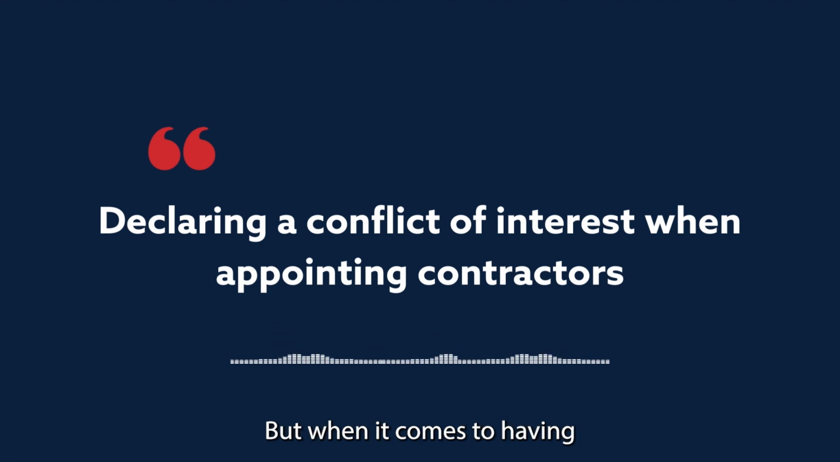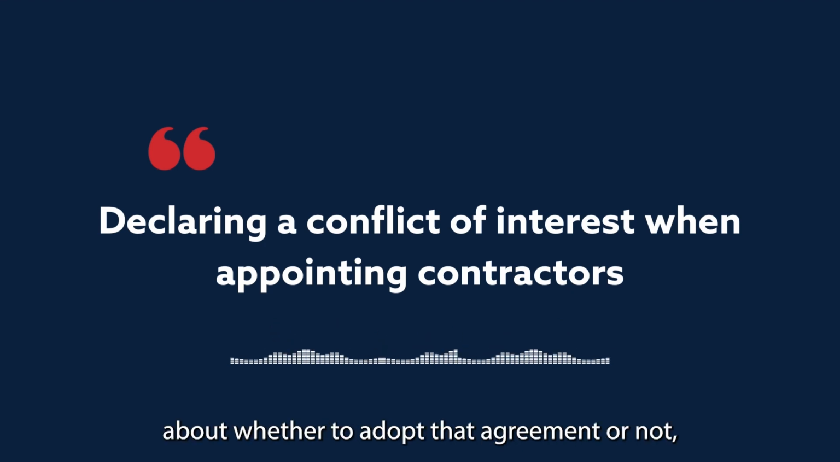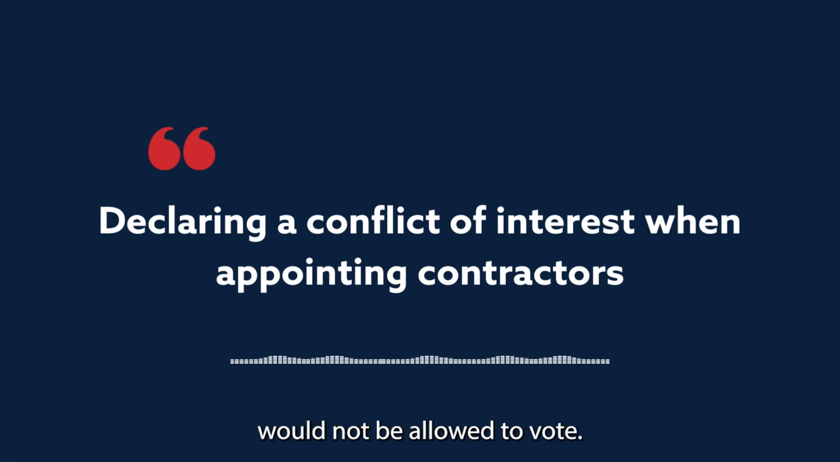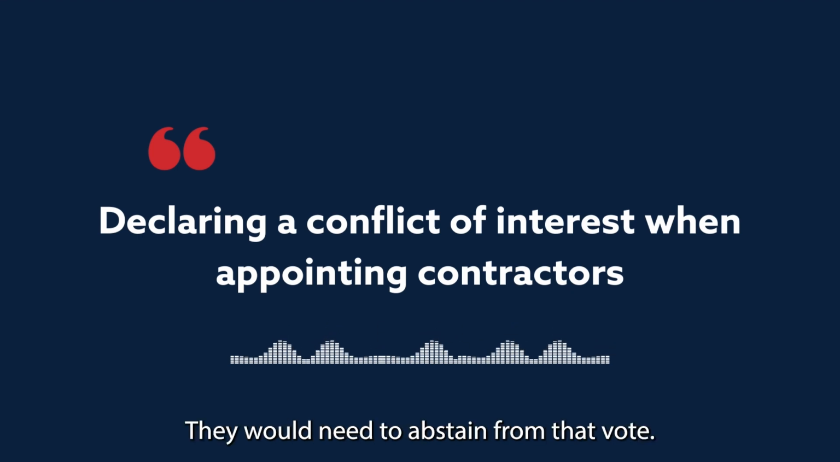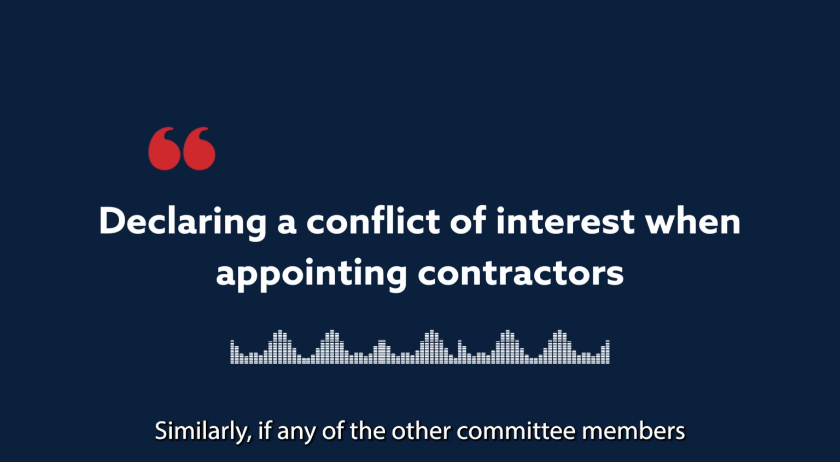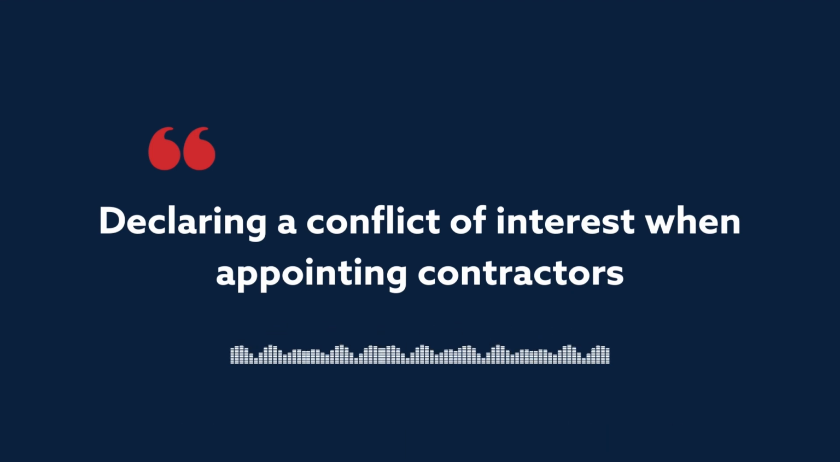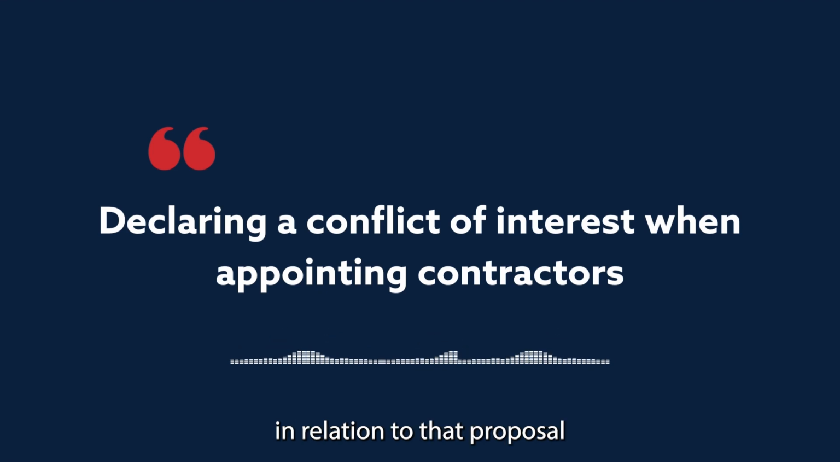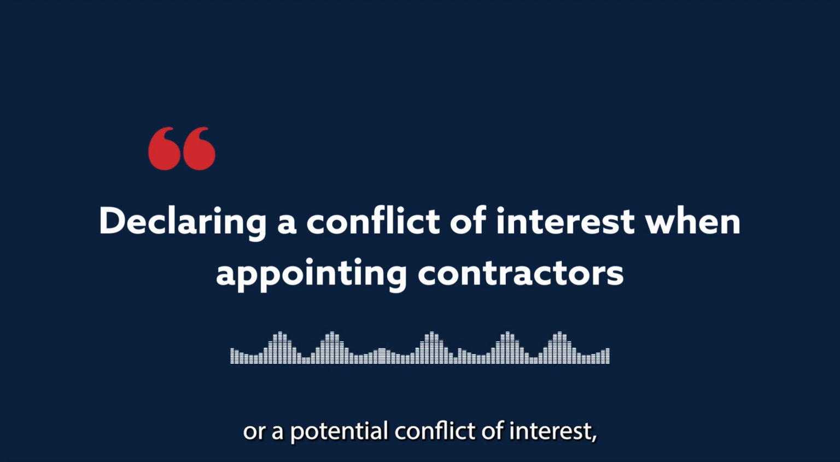But when it comes to having the committee members vote about whether to adopt that agreement or not, the chairperson who proposed the agreement and has a conflict of interest would not be allowed to vote. They would need to abstain from that vote. Similarly, if any of the other committee members had another conflict of interest in relation to that proposal or a potential conflict of interest, they would need to abstain as well.